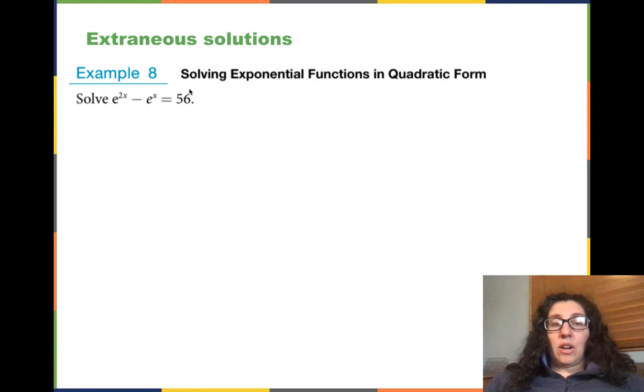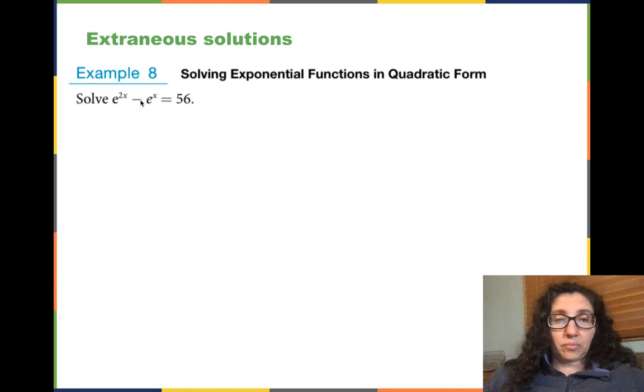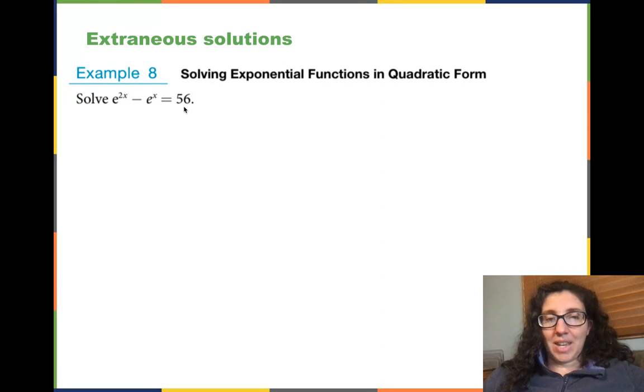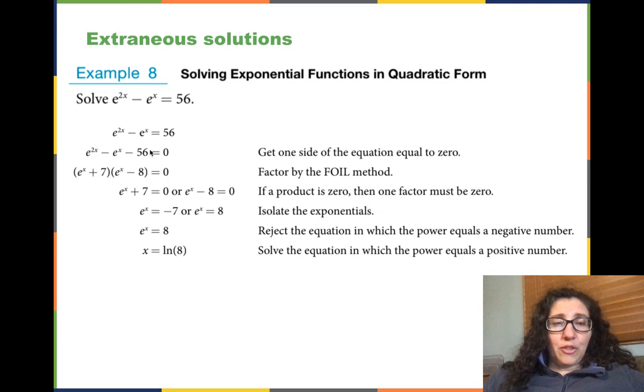All right, here we're going to get something called an extraneous solution. e to the 2x minus e to the x equals 56. This is kind of a tricky problem. Let's look at the solution. The first thing they did was bring 56 over here. And then they said, aha, this is like a quadratic, kind of, right? We could factor this like a quadratic.